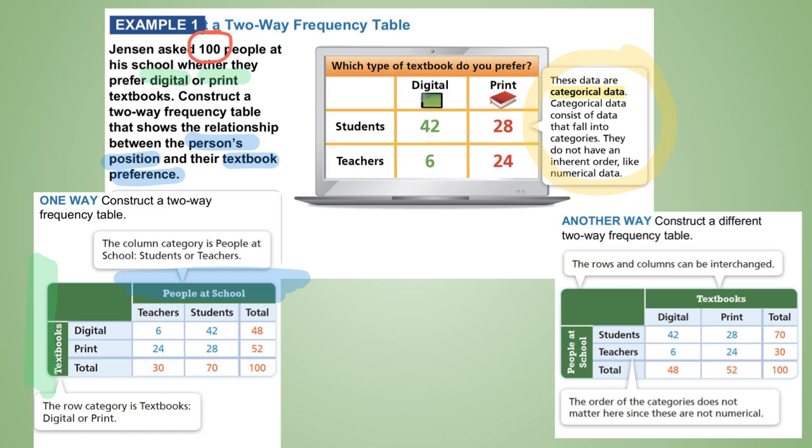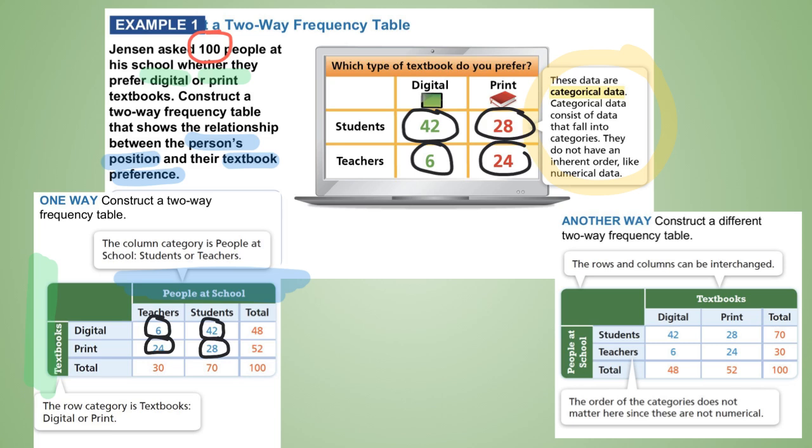I had 42 students like digital, 6 teachers like digital, 28 students like print, and 24 teachers like print.